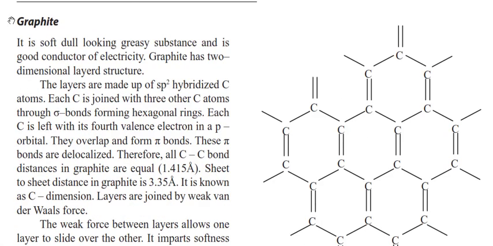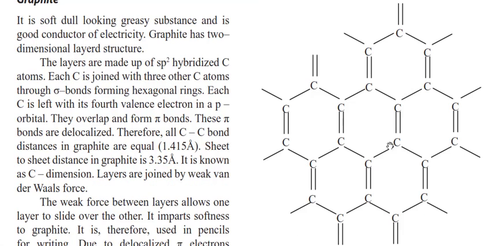If I'm talking about graphite, you all know it, mostly you all used pencil and still you are using it. The inside material is graphite, and you know that it is a soft, dull looking, greasy substance. Graphite is a good conducting material, and graphite has this kind of 3-dimensional layer structure.